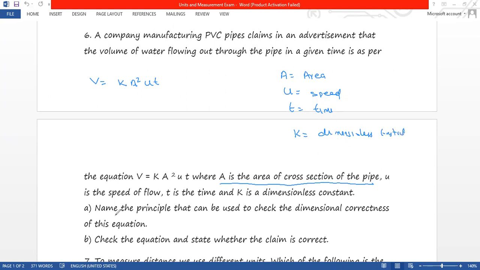Then what is the question? Name the principle that can be used to check the dimensional correctness of the equation. So we can use the principle of homogeneity.